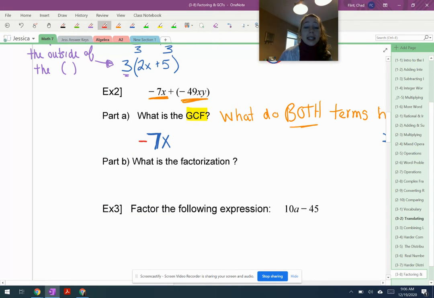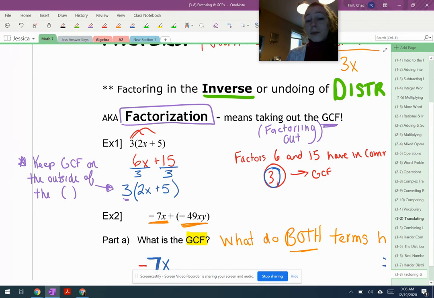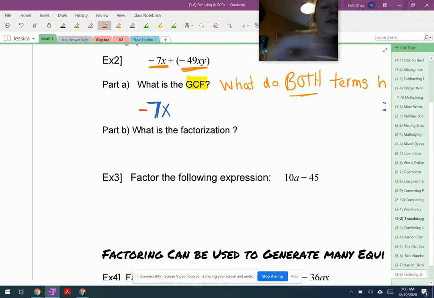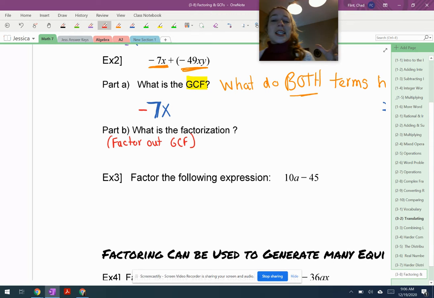So then part B, asking me what is the factorization. Remember, when they're asking us for factorization, that just means they want us to take out the GCF or factor out the GCF. Make a little note of that real quick. They want us to factor out the GCF. So this problem kind of broke it down for you, part A, part B, kind of like step 1, step 2. In your practice problems, you're going to be doing a lot of this together.